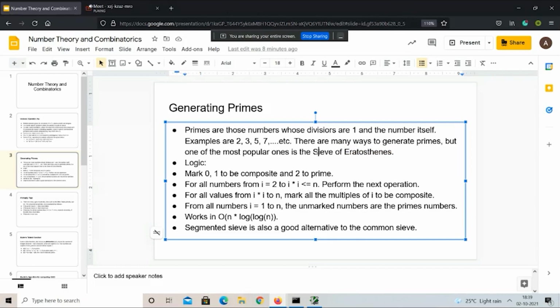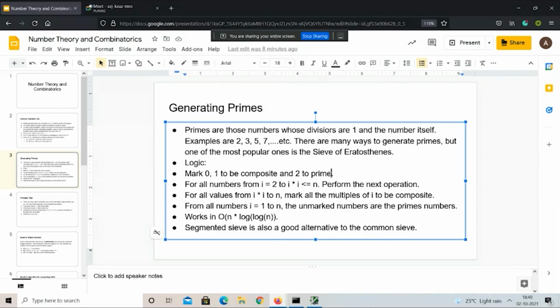But generally, I'll explain the general algorithm. Initially, the logic is as follows. First, you have to create an array of n integers, up to the limit up to which you want to find the primes. Like if you want to find primes up to 100, create an array of size 101 or 102.